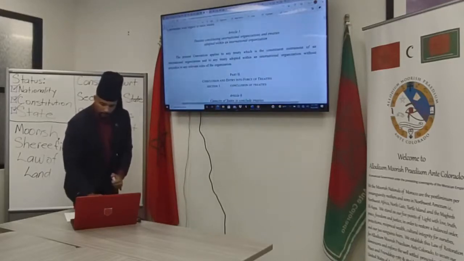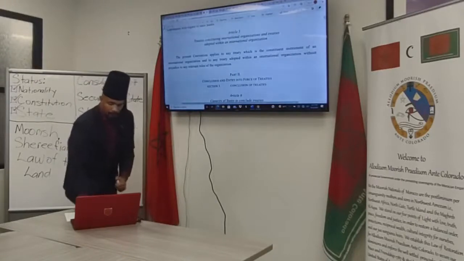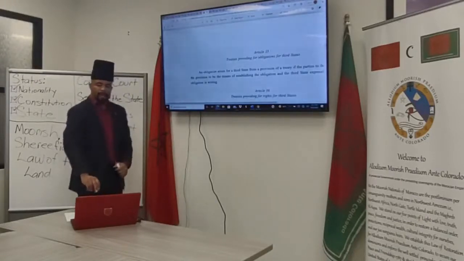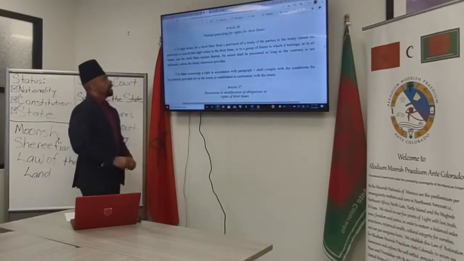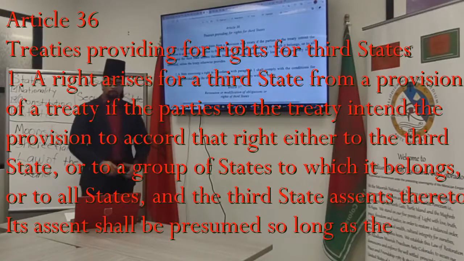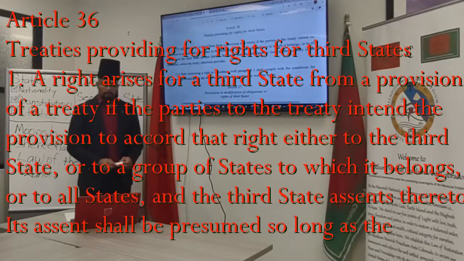Article 36 is on page 14 of the Vienna Convention of 1969. Okay, have you read that? Article 36, treaties providing for rights for third states. 1. A right arises for a third state from a provision of a treaty if the parties to the treaty intend the provision to accord that right either to the third state or to a group of states to which it belongs or to all states.